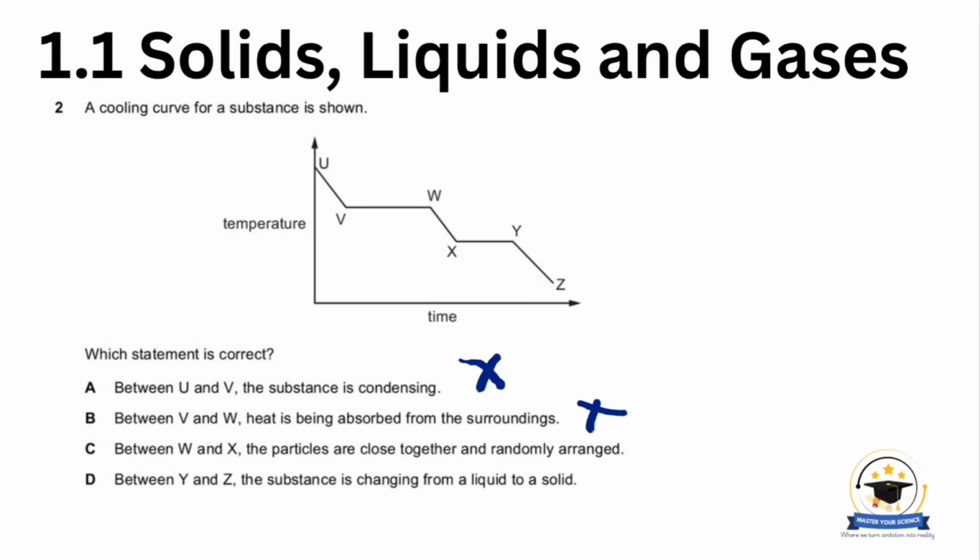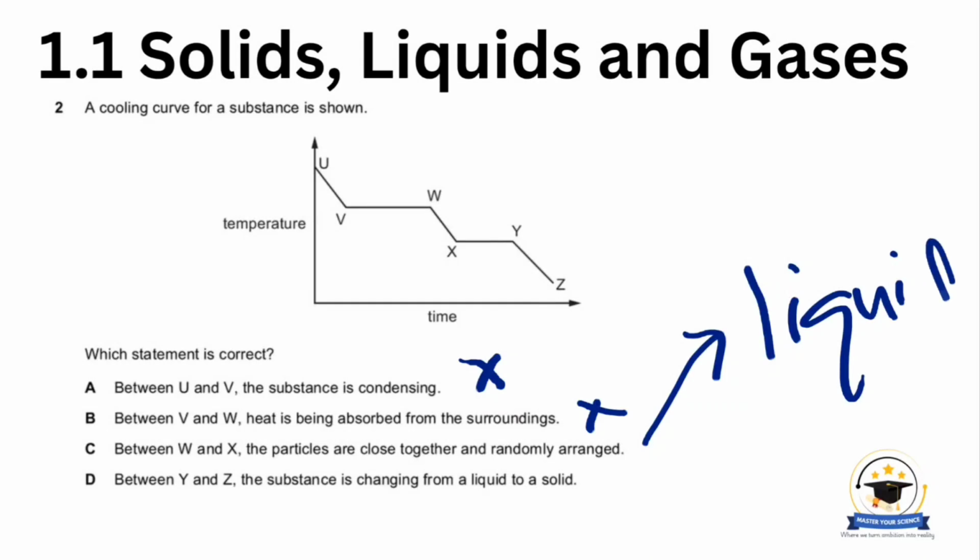Then statement C says between W and X the particles are close together and randomly arranged. So this describes a liquid, and this is in agreement with what we have discussed, that between W and X the substance is a liquid. So that makes statement C correct. Statement D is incorrect, which says between Y and Z the substance is changing from a liquid to a solid, because between Y and Z the substance is now a solid.